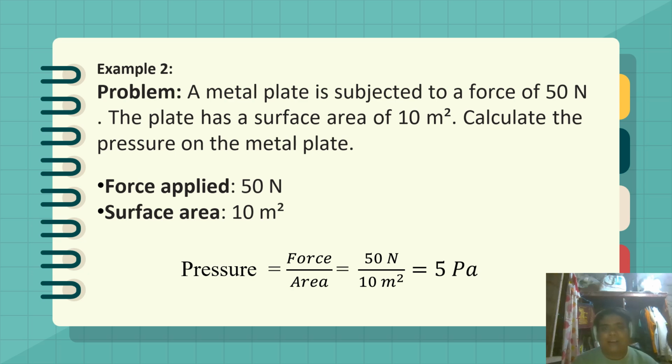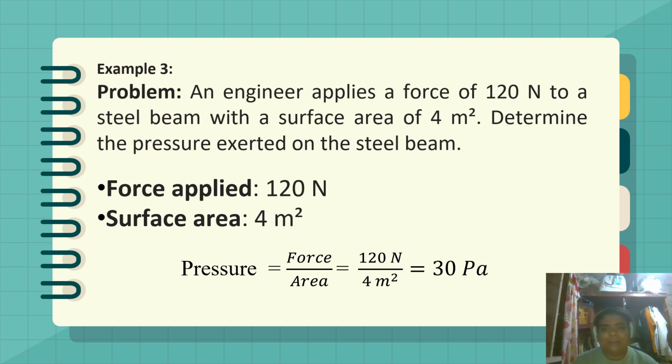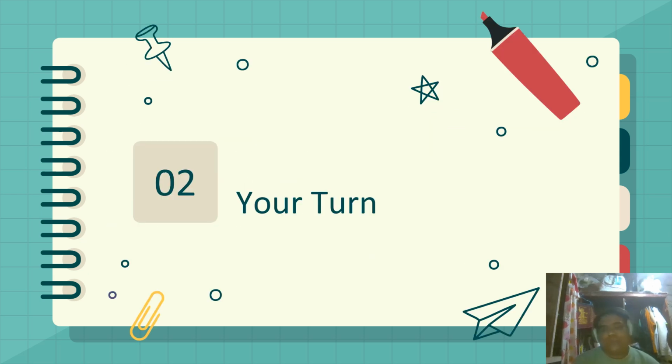Same with our example number 2 and example number 3 here. So, we have force of. Nandun yung term na force of. So, technically, this will be now your force. This is your force. To a steel beam with a surface area. So dahil eto na yung nandun word na surface area, this is now your surface area, SA. Determine the pressure of beam. So 120 divided by 4 is 30. So you just have to divide.